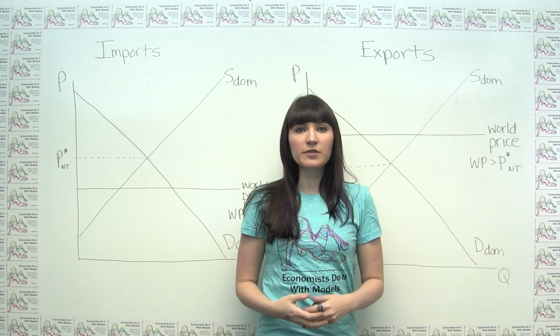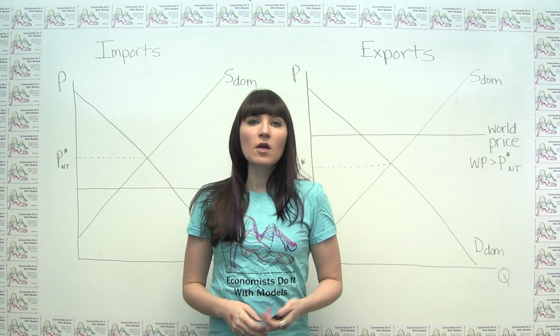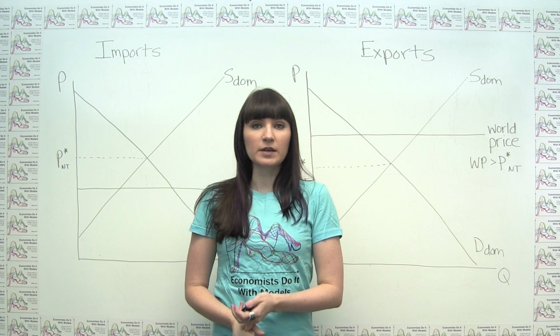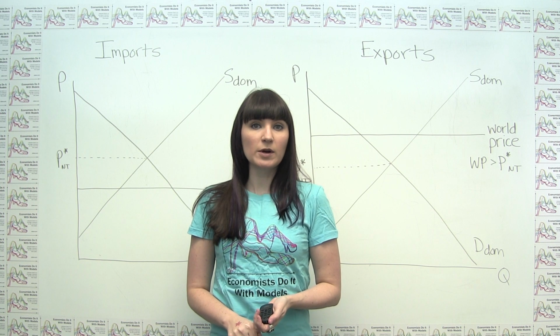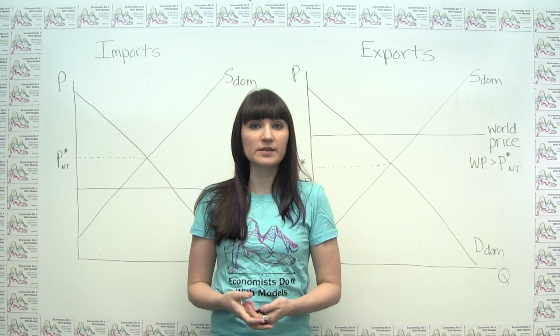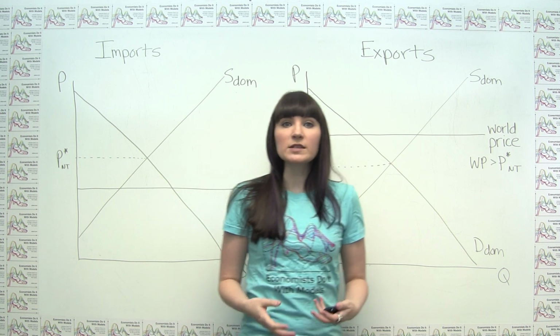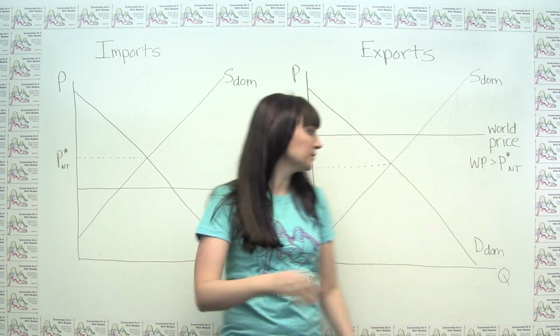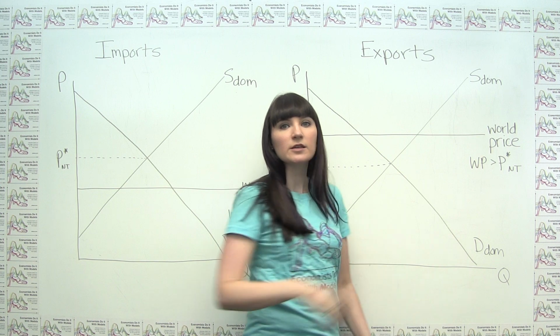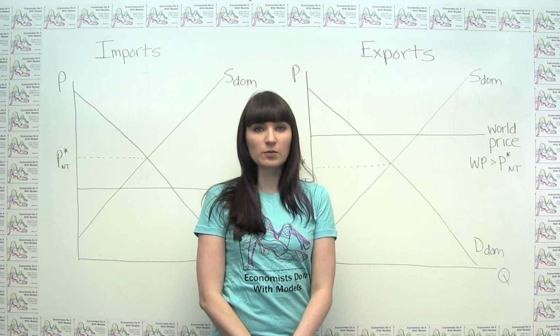But actually, if you think about the way markets work, the price that you could buy something on a market at and the price that you could sell it on a market at should logically be the same price. So even though it seems like we're talking about two different things when we mention the world price here and we mention the world price here, they actually have the same interpretation.